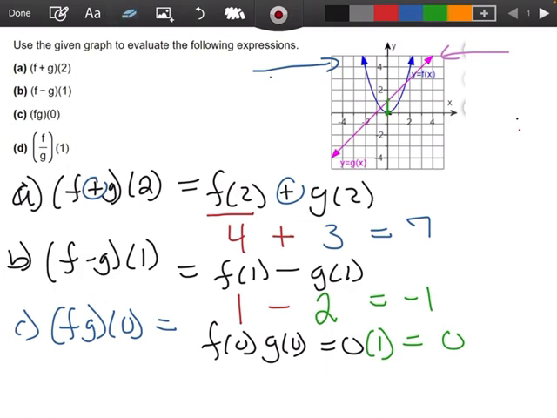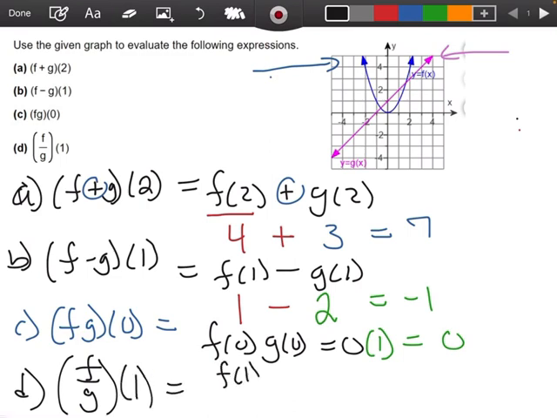Alrighty, let me clean this mess up, and let's do the last part, part D. Part D says, can we find f divided by g of 1? So what I'm going to do, y'all, I'm going to find f of 1, I'm going to find g of 1, and I'm going to divide those out. Okay, so let's do this again. I'm going to get my red pen.